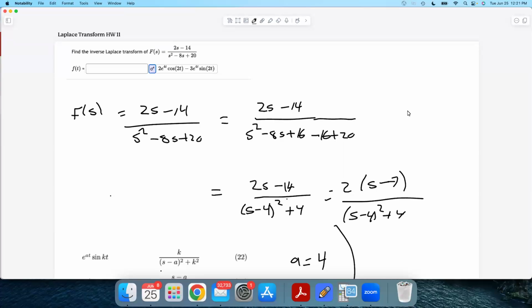Okay, this is question number 11, at least when I'm recording this. The numbers may change in the future from the Laplace transform homework.